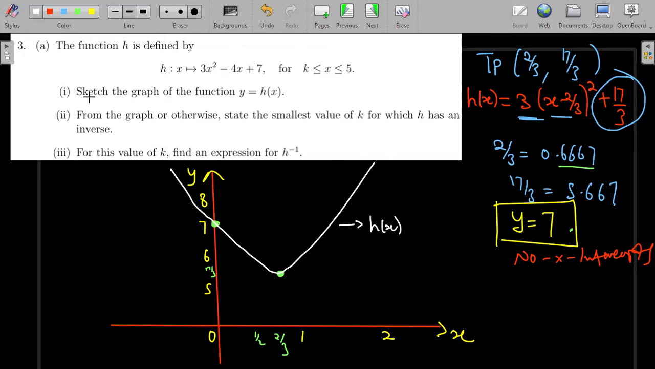So we have done the first part, where they said sketch the graph of y is equal to this. You can even say it's equal to y. So we've done part 1.